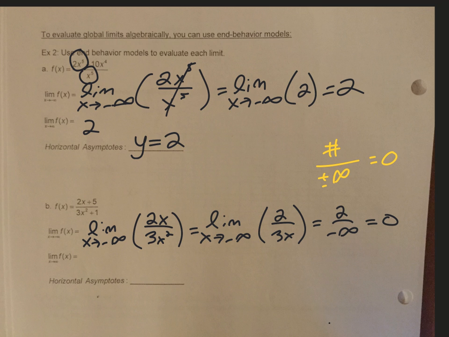As we go to positive infinity in the other direction, we plug in positive infinity and get 2 over positive infinity, which means we get 0. So the horizontal asymptote is at y equals 0.